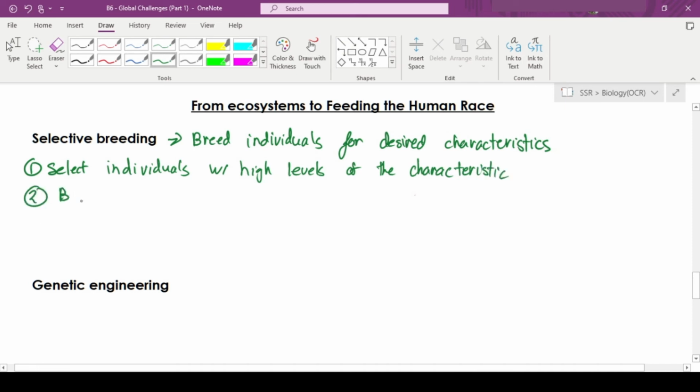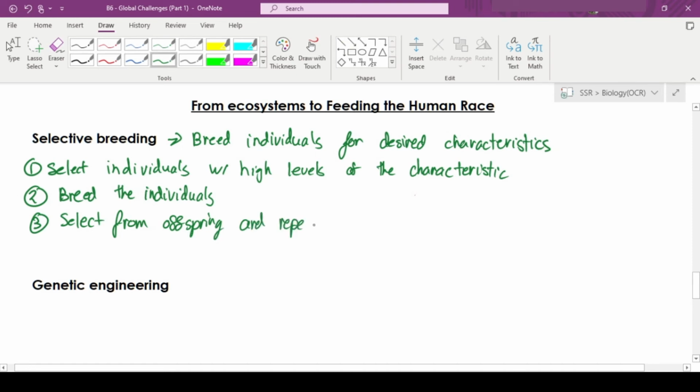And you will then breed those individuals together. And once you've done that, you're going to get some offspring, and you will look at the offspring and find high levels of the desired characteristic again, and then select individuals from that group and repeat the above steps. There is, however, some problems with this.